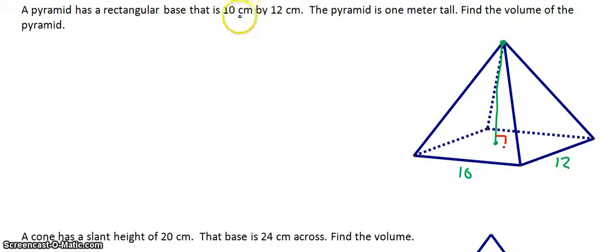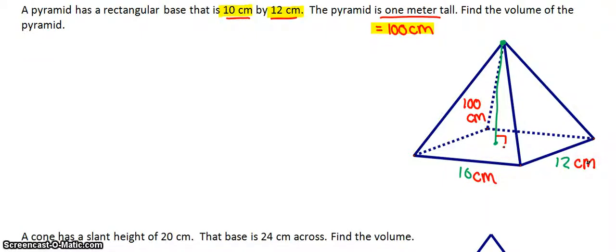Now the only confusing thing here is your base is 10 centimeters by 12 centimeters, but your height is measured in meters. So we want to get a common unit. So 1 meter is equal to 100 centimeters. So now we have consistent units: centimeters, centimeters, centimeters. So I had to do a little conversion there. I'll call the height 100 centimeters. And this was 10 centimeters and 12 centimeters.